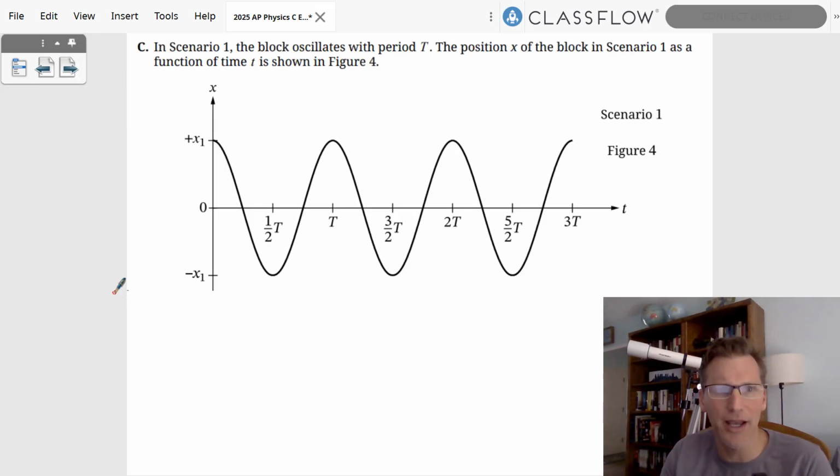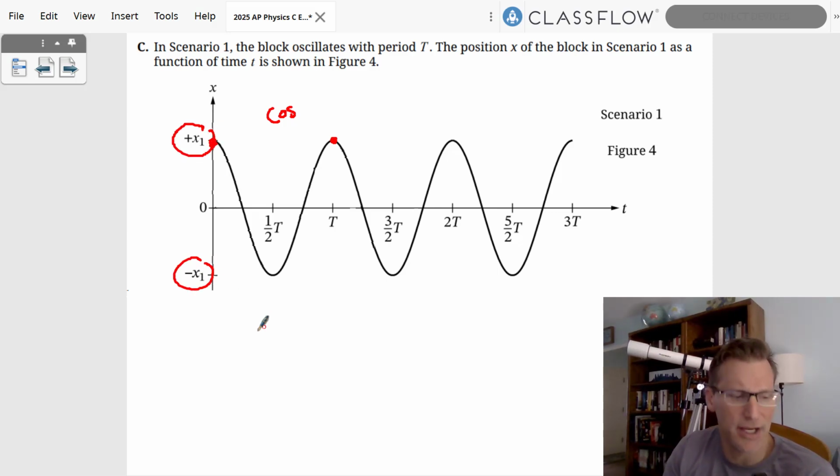You can see now we have scenario 2. The block is oscillating with a period of t. With a period of t, you can see one full oscillation is a period of t. Hope you can see this is a cosine graph here. We have a kind of a cosine graph going on here. We're going to oscillate from this positive x1 to this negative x1 right here, as a function of time.